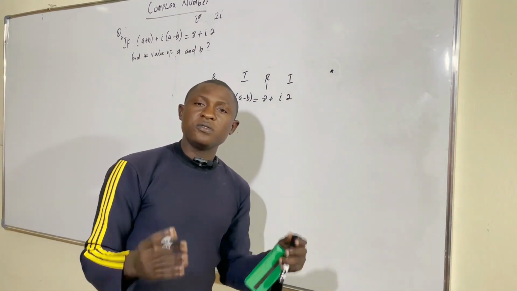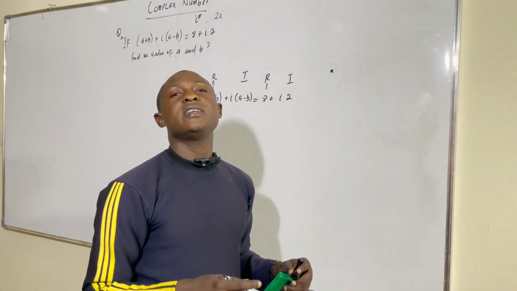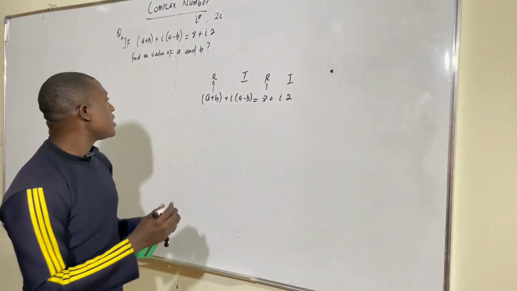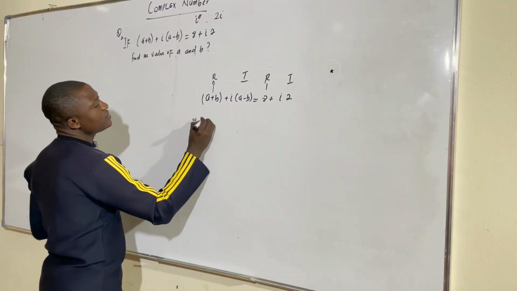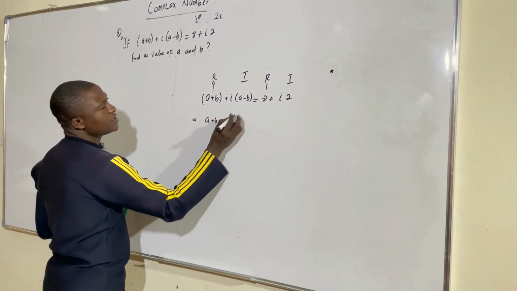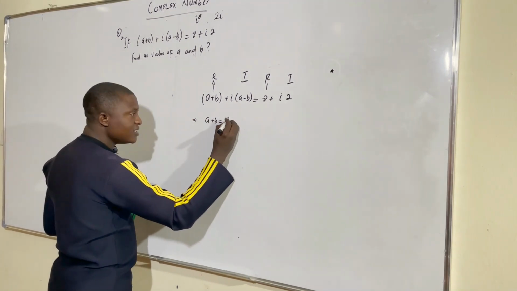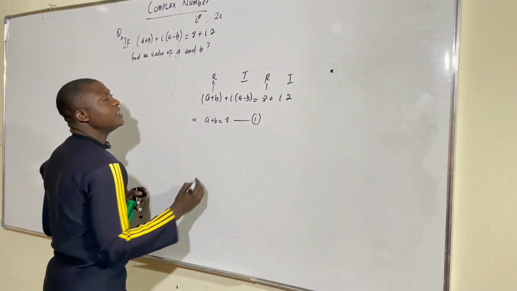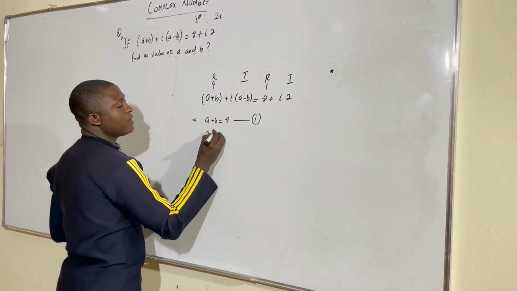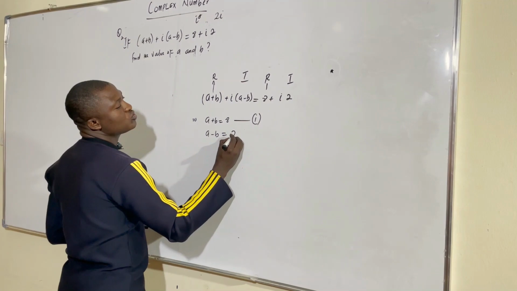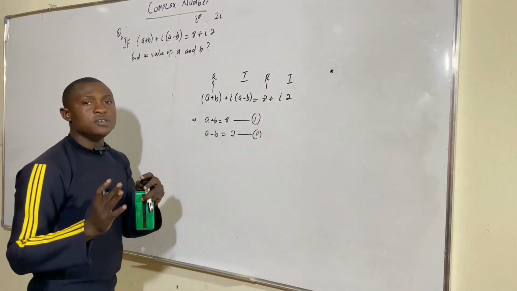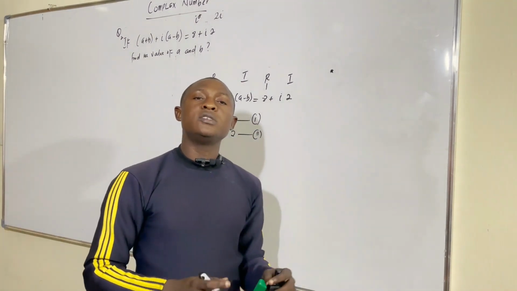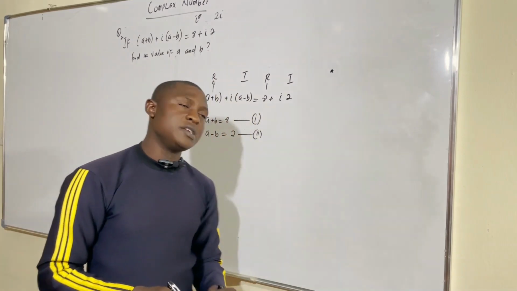Real numbers for the real numbers as well, imaginary number for imaginary numbers. So now if I equate them, this means a plus b is equal to 8. That is equation 1. Very nice. Then the second one we have is a minus b equal to 2. So we are just equating the real number for the real numbers as well, the imaginary number for imaginary numbers.